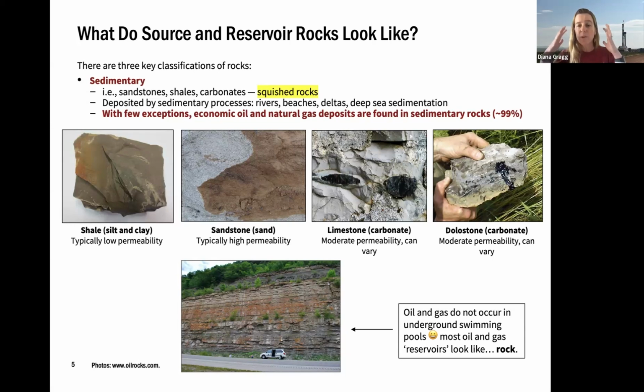I want to give you the visual that the oil and gas is not in big underground swimming pools. It's not like in a cave with a lake of oil or something like that. It is actually in these tiny little pores in the rock. So you can get a sense from these pictures. These pictures have oil and gas in those tiny pores in the rock.